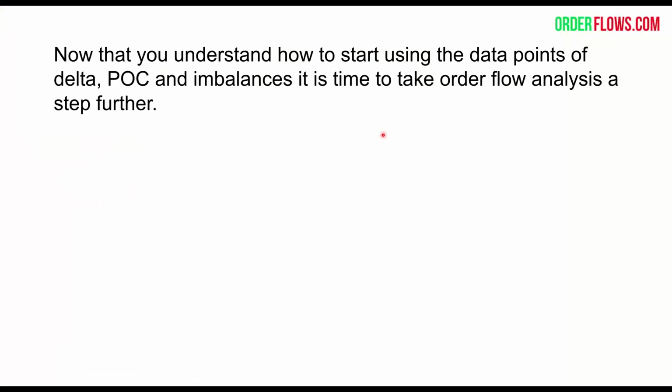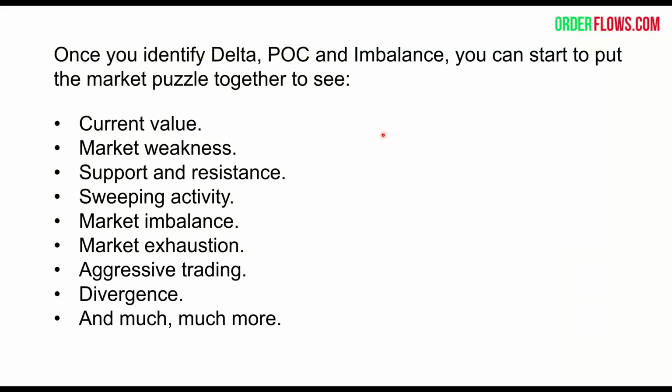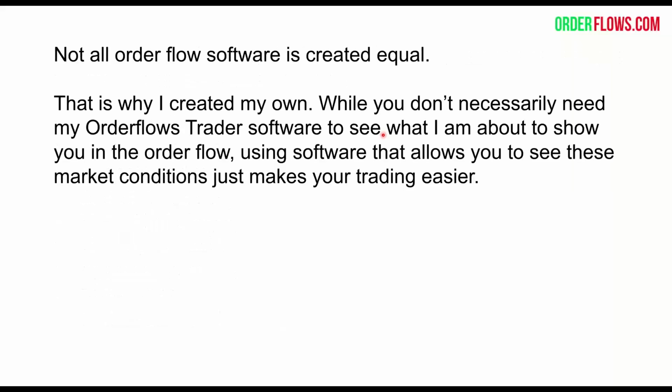So now that you understand how to start using the data points of delta, point of control, and imbalances, it's time to take order flow analysis a step further. It's part that I call advanced order flow analysis. Now earlier, I talked about delta, point of control, and imbalances. With those pieces of data, you can start to see things like current value, market weakness, support, resistance, sweeping, imbalance, exhaustion, aggressive trading, divergence.